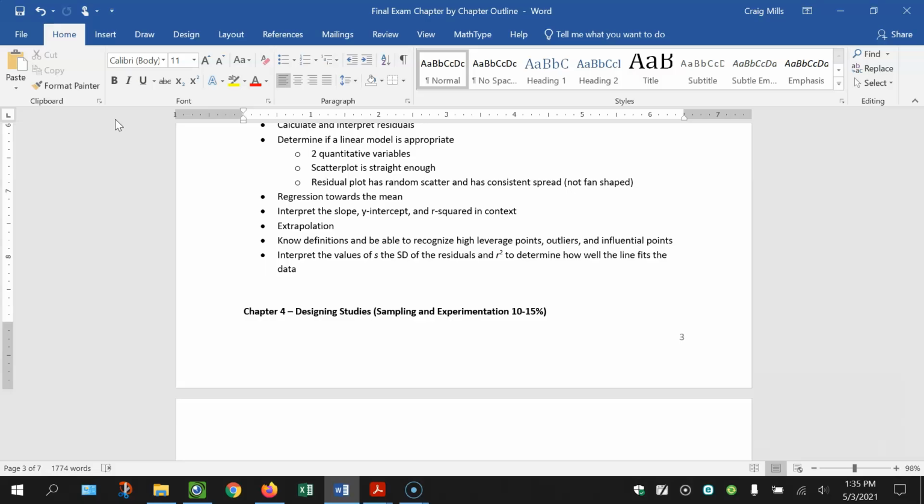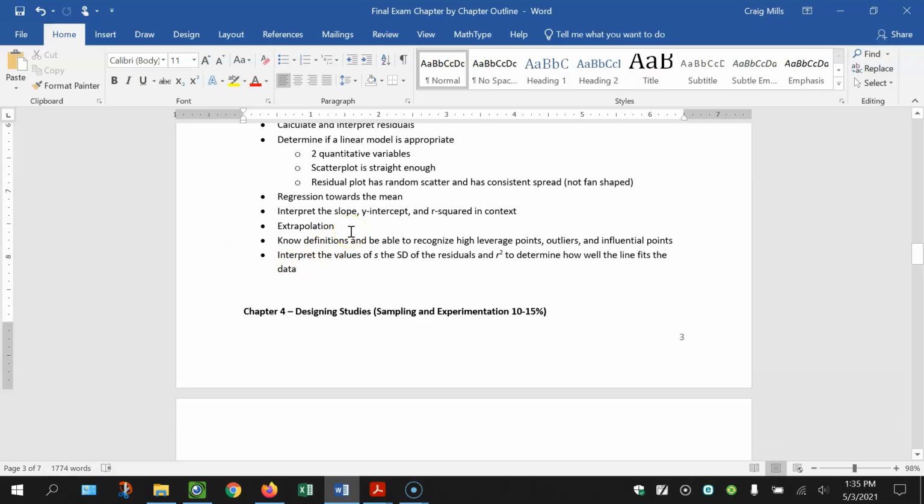R squared in context, that's literally your correlation squared. So if the correlation is 0.9, R squared is 0.81, which we change to a percentage, 81%. So that's the percent of the variability in the Y variable that's explained. So if height is explanatory, arm span is response, it would be 81% of the variability in arm span is accounted for by height. That means there's another 19% that's accounted for by something else.